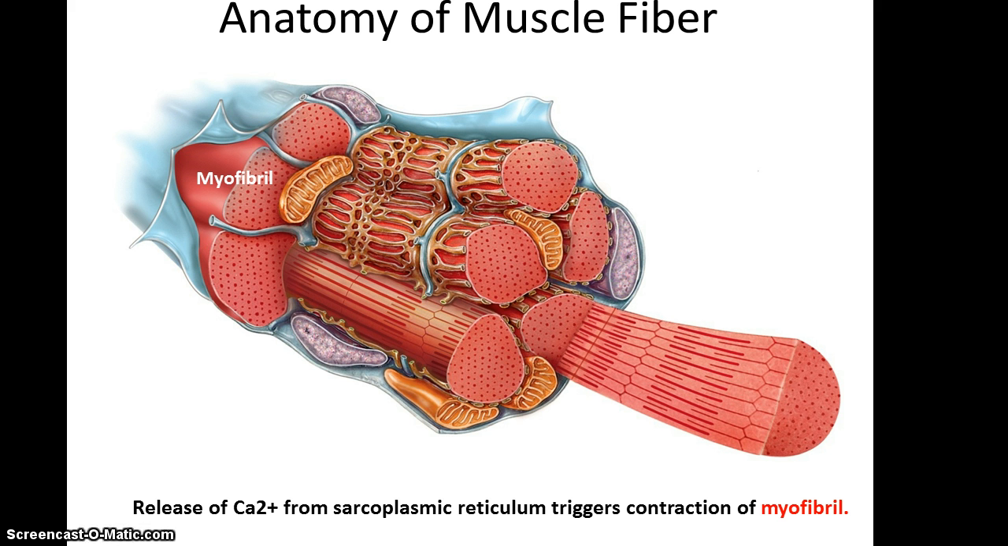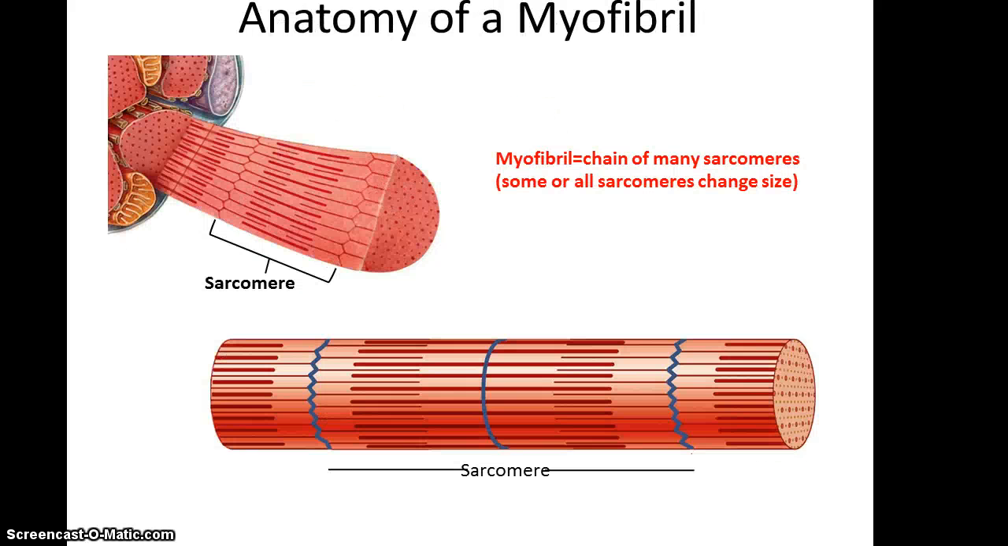So here again is a close-up of a muscle fiber, and we see within the muscle fiber many rod-like structures referred to as myofibrils that run the length of the muscle fiber. And it is these myofibrils that shorten during a contraction.